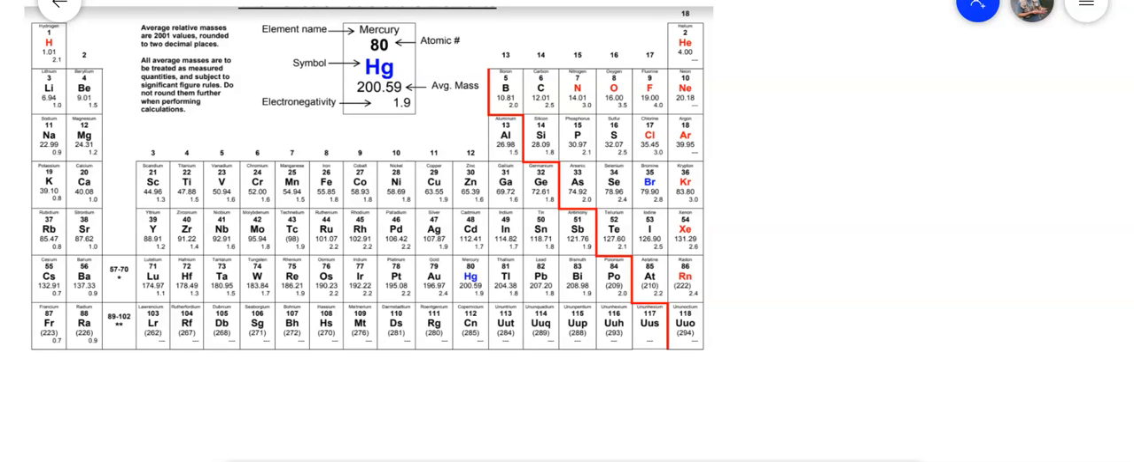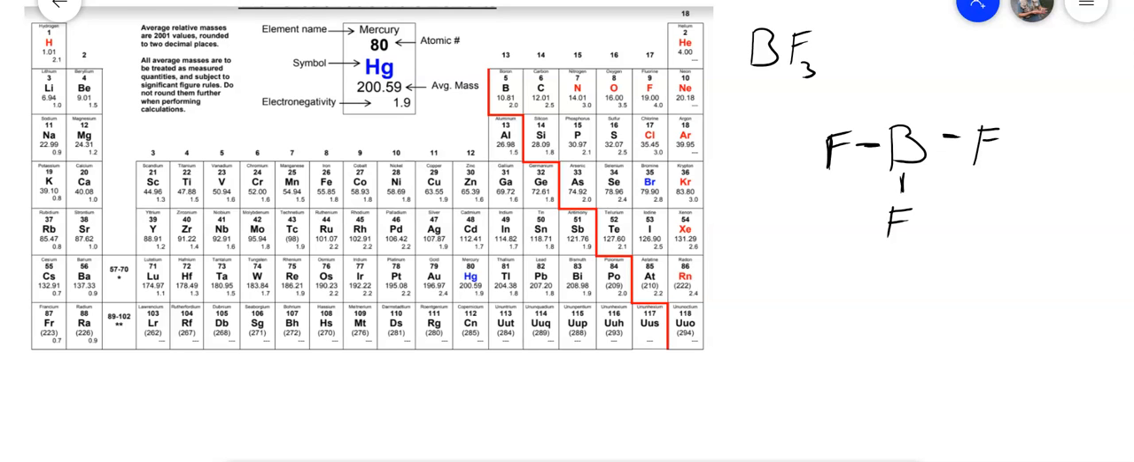So I'm going to show you the structure of an exception to the octet rule, which is BF3, boron trifluoride. If I asked you to draw the Lewis structure for this, you might get confused because it doesn't quite work out like we're used to. This is an exception to the octet rule because boron is perfectly happy just having 6 valence electrons instead of having 8. And there are some exceptions like that, and that's okay. In our class, we won't expect you to know all those exceptions, but I do want you to know that there are some exceptions out there.